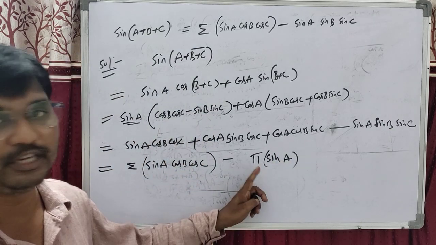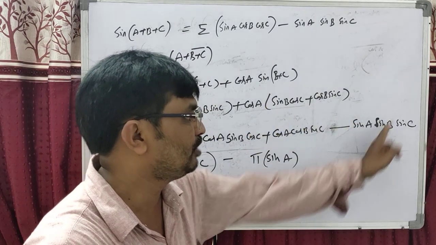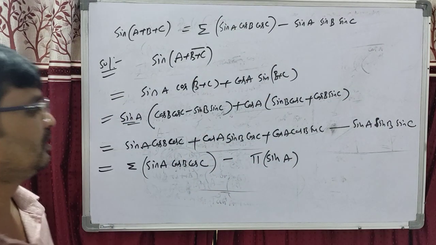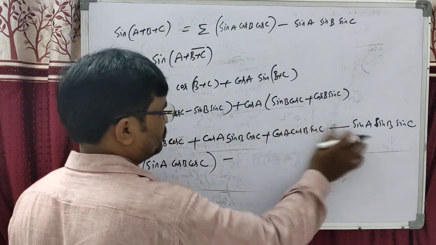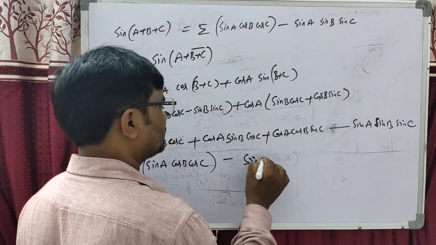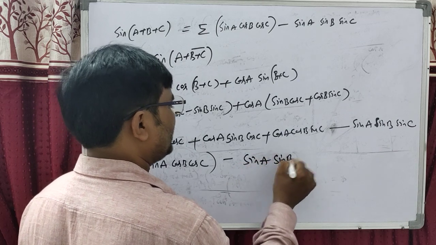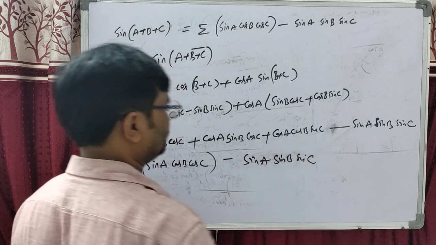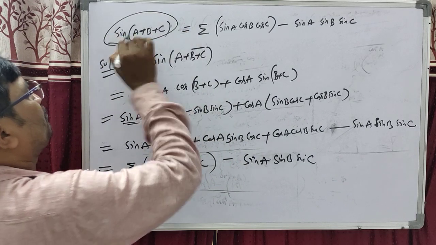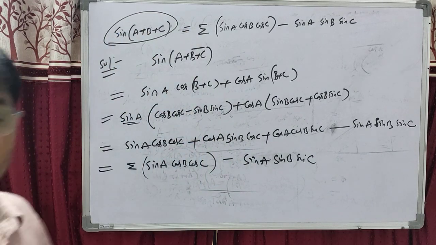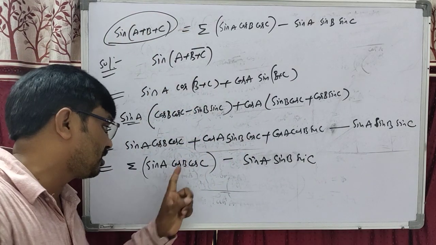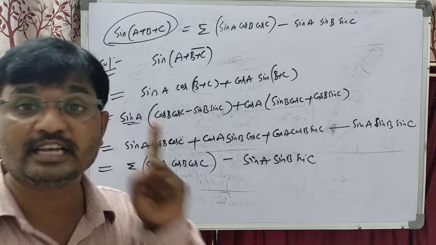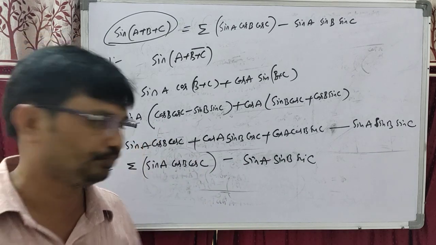Pi means sin A into sin B into sin C, but that is not there in the proof. So dear students, you can write directly sin A into sin B into sin C. This is the sine of A plus B plus C, that is sigma sin A cos B cos C minus sin A sin B sin C. Okay, students.